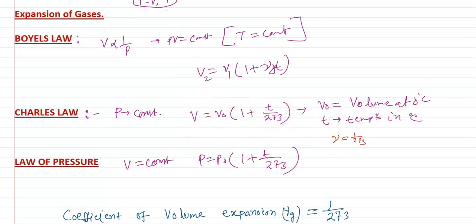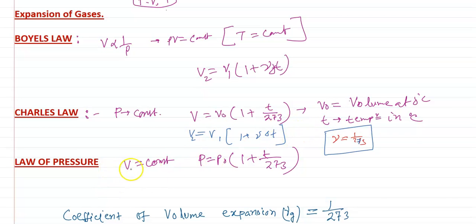And you can see, like the linear expansion or volume expansion of liquid, we have read that V2 equals V1 into 1 plus gamma delta T. Here delta T is taken as T because the initial temperature is 0 degree centigrade. Gamma is the coefficient of volume expansion, here 1 by 273, and this is the constant for all gas, all ideal gas also.